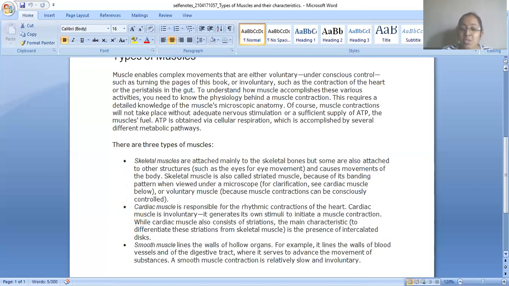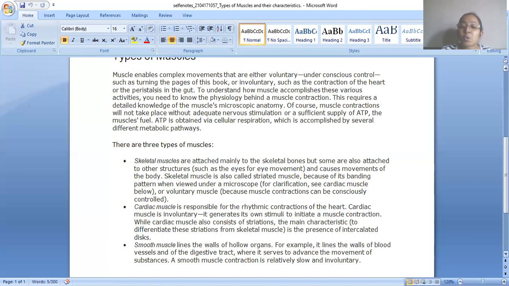Skeletal muscles are attached mainly to the skeletal bones, but some are also attached to other structures, such as for eye movement. We have many muscles for the eye, oblique muscles for oblique movement, recti muscles, lateral muscles. Mostly skeletal muscles are attached to the skeleton, to the bones from one point to another point, but in a few places like our tongue and our eye they are attached to soft tissues also, and cause movement of the body. So their basic function is movement.